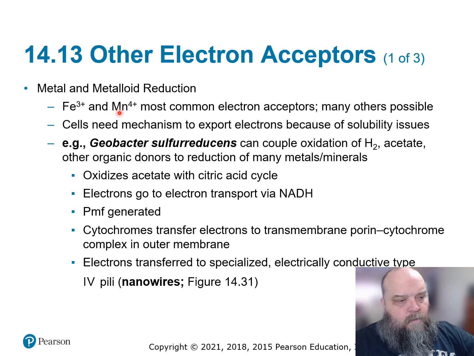Iron, molybdenum, or is that magnesium? Oh, I forget. Anyways, you can see these. These are common. So you can get metals and metalloids that can accept that final electron.